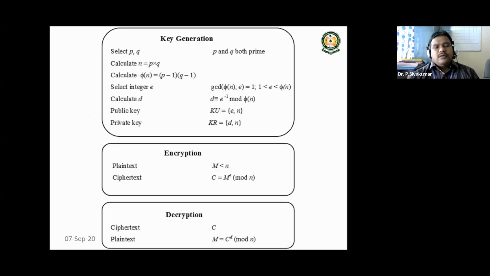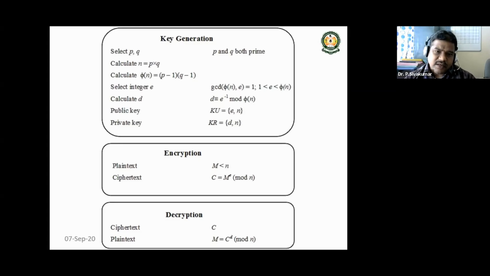Now let's go to the brief steps involved in the RSA algorithm. The first step: select P and Q, both prime numbers, because the first part is the key generation part, which includes the key distribution part also. Any user can select two large prime numbers P and Q. To determine whether they are prime, you can test using the Miller-Rabin method, and then use them as P and Q.